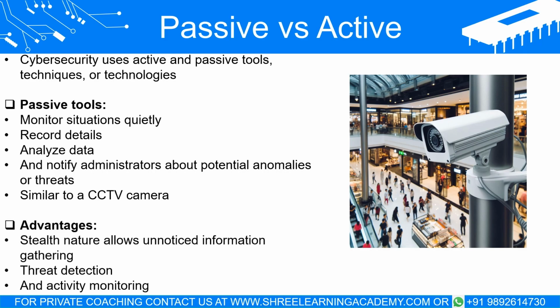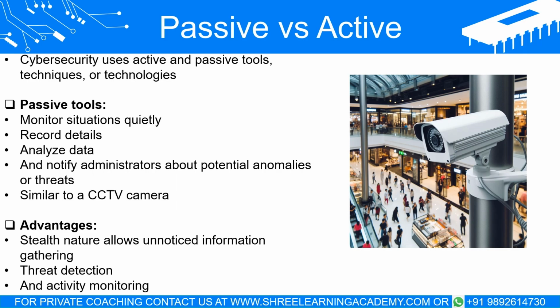The advantage of passive tools is that their actions typically go unnoticed or unseen by the event or subject being monitored. Continuing with the CCTV example, shoppers in the mall may not even realize they are being recorded unless they actively look for the camera. Similarly, an attacker trying to breach a network is unlikely to know that a passive tool is monitoring their activities unless they specifically detect its presence.